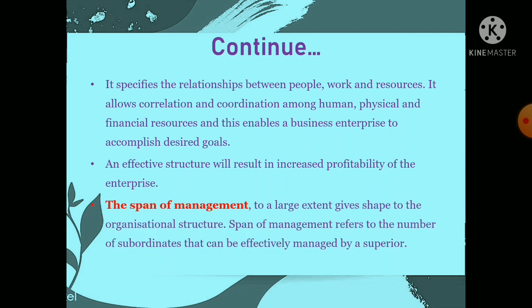Here we have to understand one important topic for the 1 mark, the span of management. What is the span of management? To a large extent it gives shape to the organizational structure. The span of management refers to the number of subordinates that can be effectively managed by a supervisor. So it is how many subordinates are assigned under one manager or any superior. That is called the span of management.